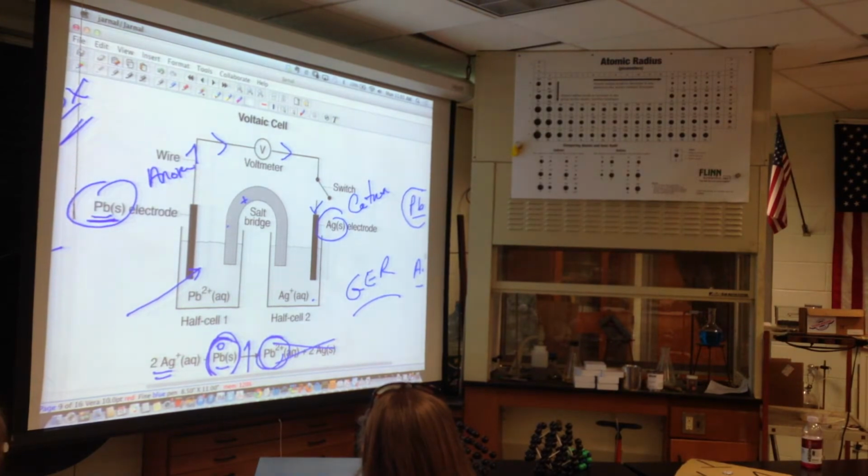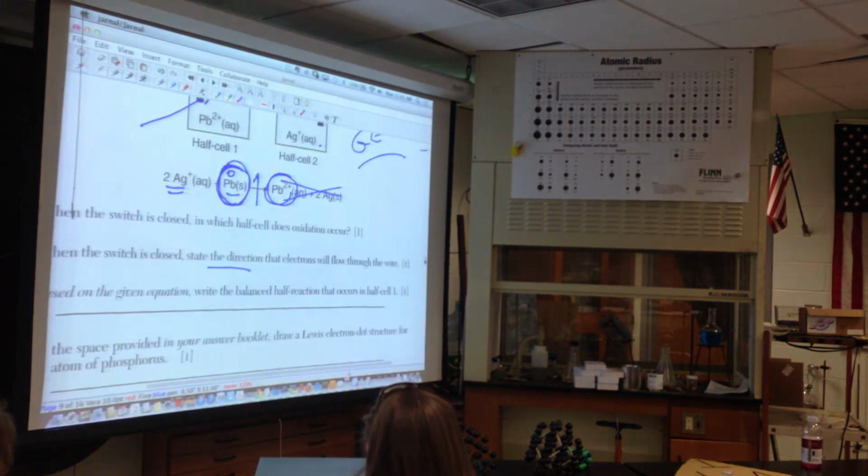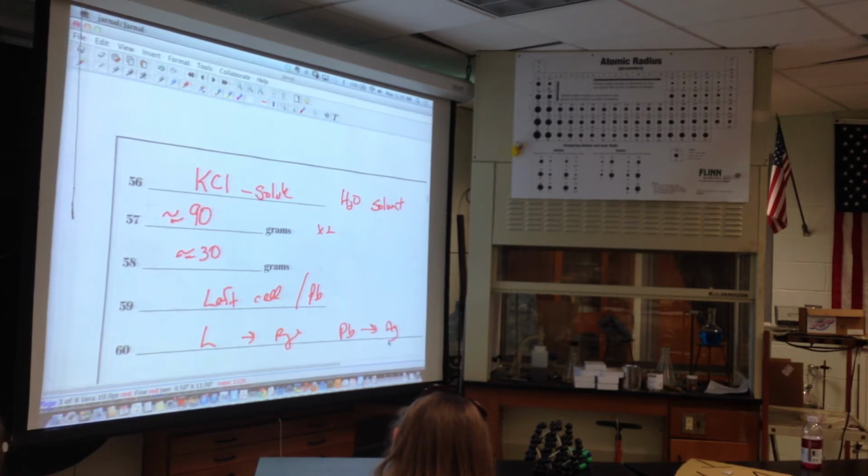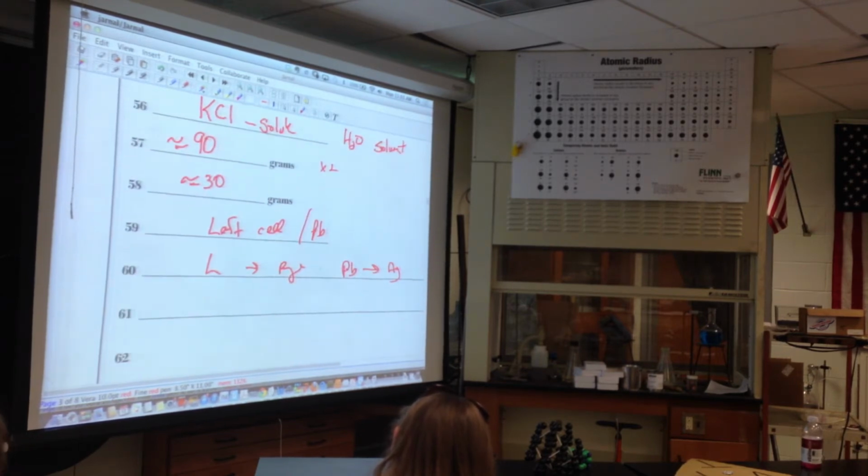So back to the question. What did I say here? Directions flow from left to right. So left to right, anode from the Pb to the silver. You can say that as well. Notice it's from electrode to electrode, never through the solution. Okay, 61.